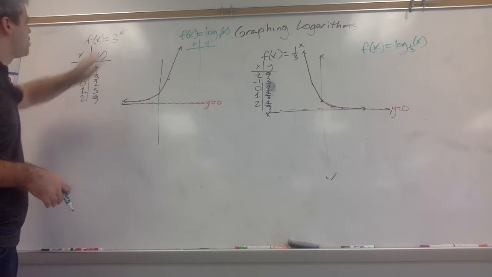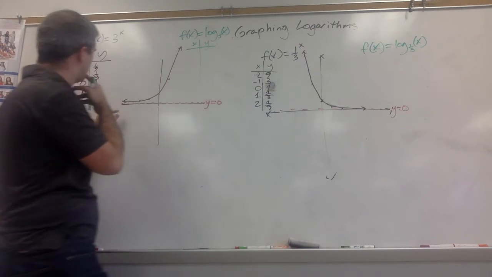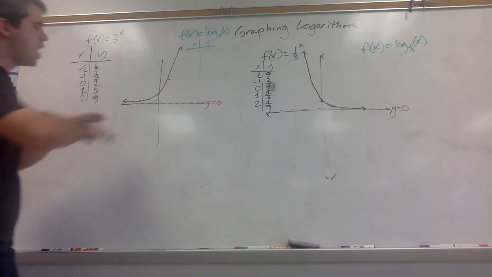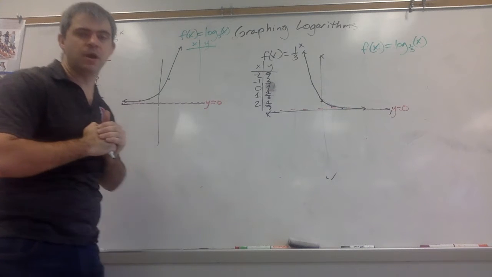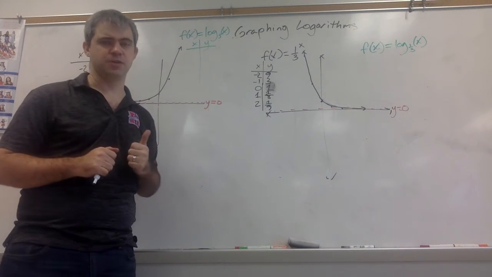So let's think. This is 3 to the x, okay? So we've got our exponential growth right here. We've got some ordered pairs right here. We've got this asymptote at y equals 0. So hopefully y'all are pretty familiar with how to graph exponential functions.